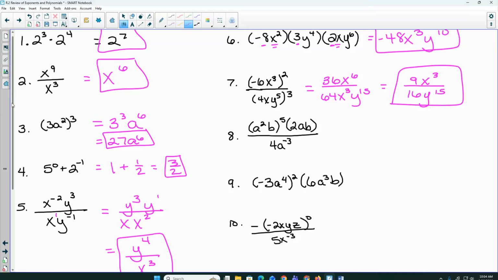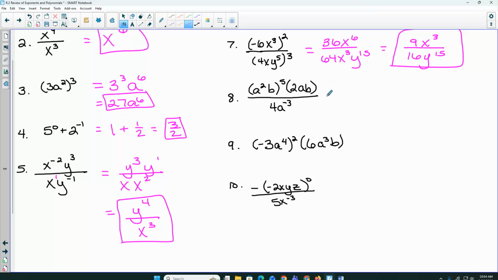Right. Number 8. So, first if I take my 5th power through that parentheses, we get a to the, b to the. Okay, on the bottom I have 4a to the negative 3. What should I do with my a? Goes up to the top. Now, notice the 4 didn't. This is just like a 4 to the 1st. It had a positive exponent, so it stays on the bottom.